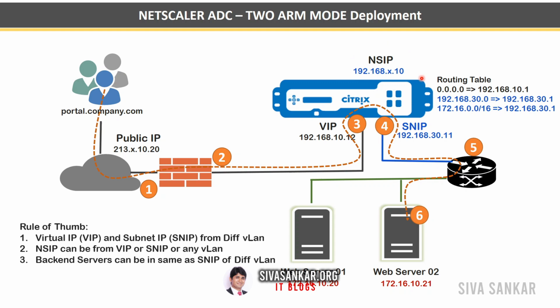If you want to know more details, just check the description below, where I was talking about the physical interfaces and all, and about the Netscaler IPs. Now the backend servers can be in the same or different VLAN. This is actually the proper 2-arm mode, right?